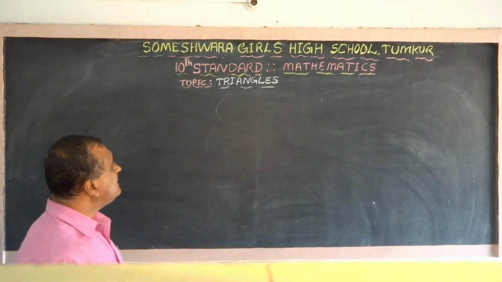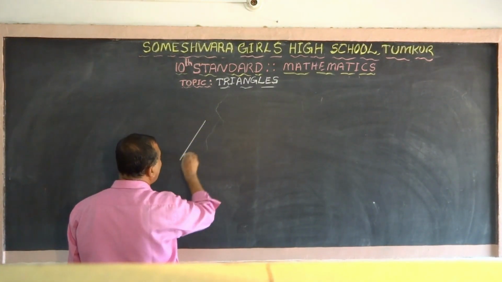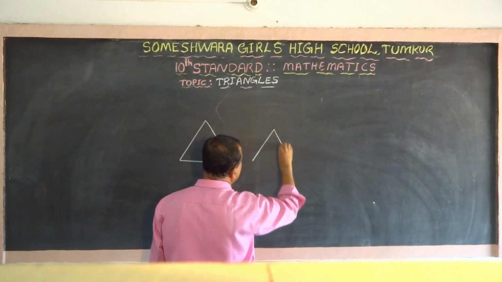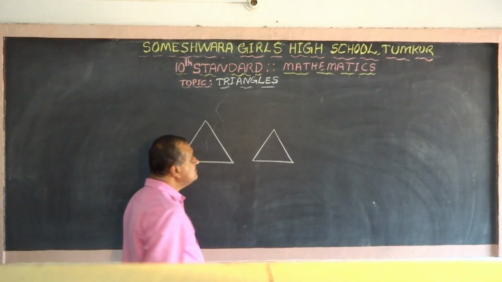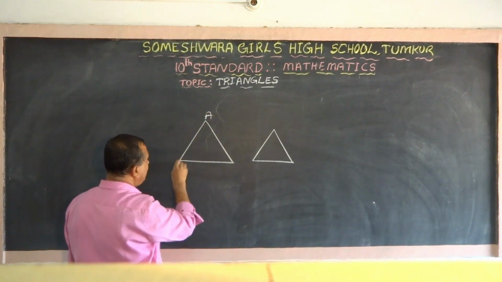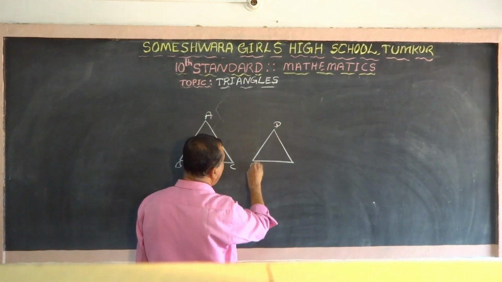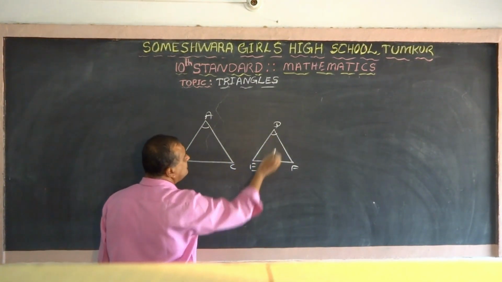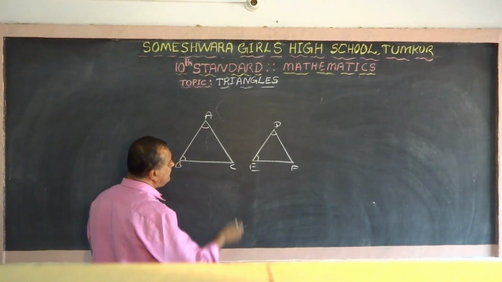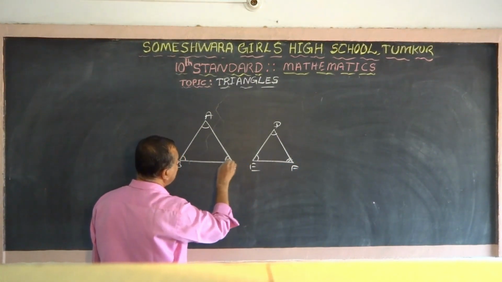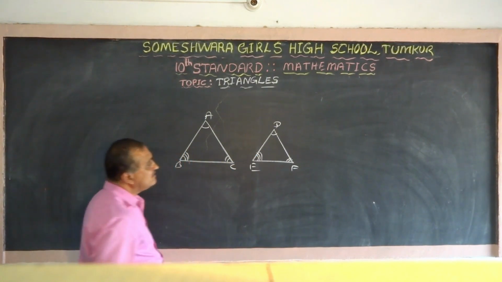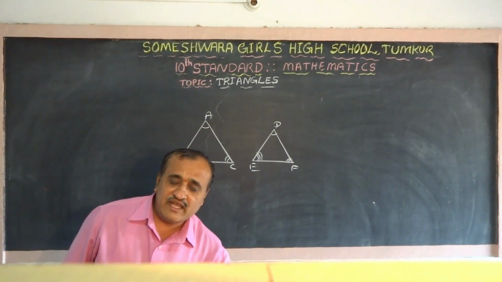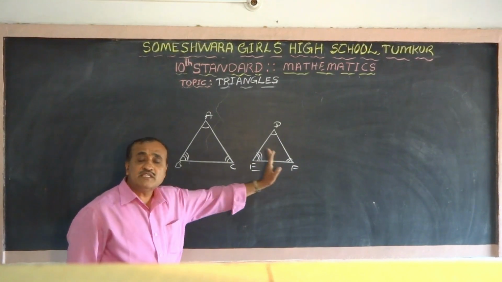Now let us take such examples like this. You may consider a triangle. This is one triangle. This is another triangle. Say A, B, C, D, E, F. Is it right? Now angles are equal. Angle A equals angle D. Angle B equals angle E. Angle C equals angle F. These two are equiangular triangles. The angles of one triangle are equal to the angles of the other.